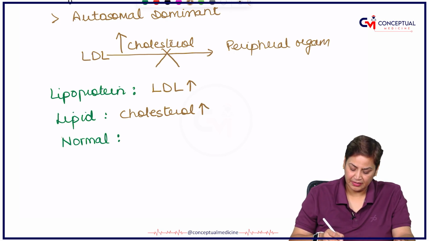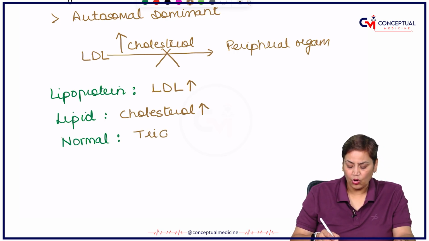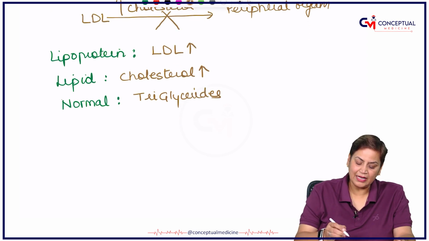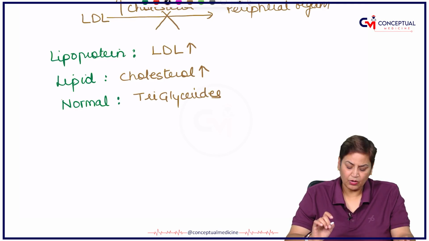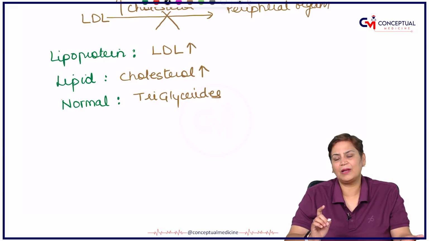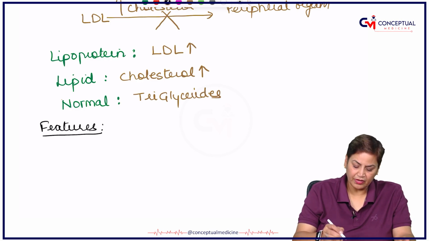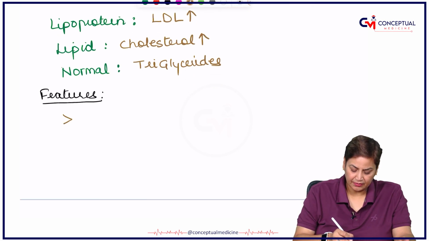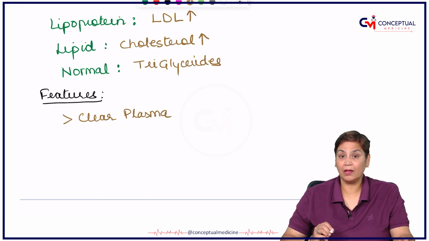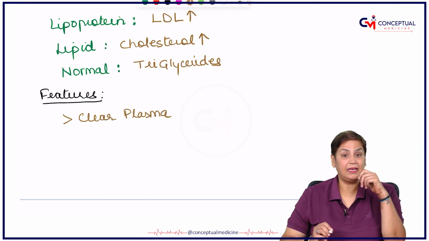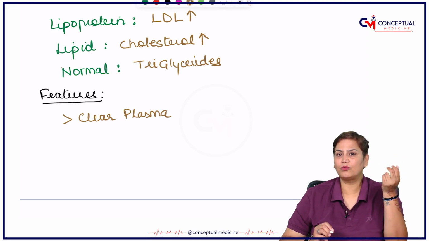triglycerides will be there. So now if normal TGs are there, the feature is more or less clear that the plasma will be clear. Because if there is excess of TGs, then only the plasma will change. So here if we talk about the features, the most important one will be clear plasma. But here again accumulation will be there, deposits of cholesterol will be there.